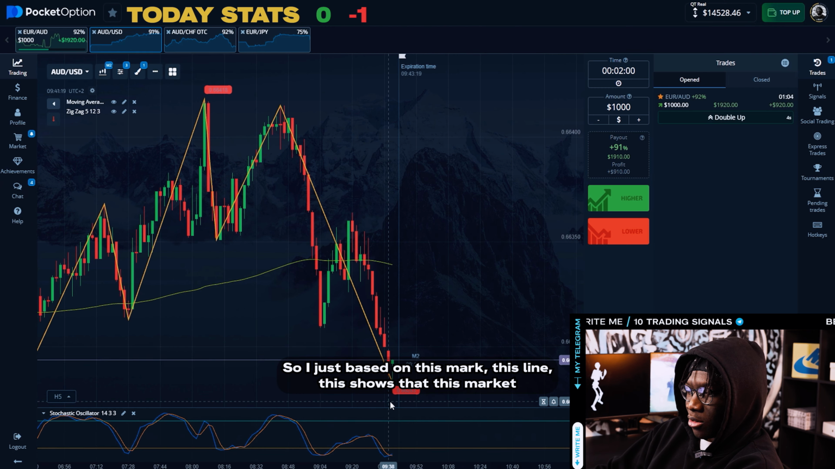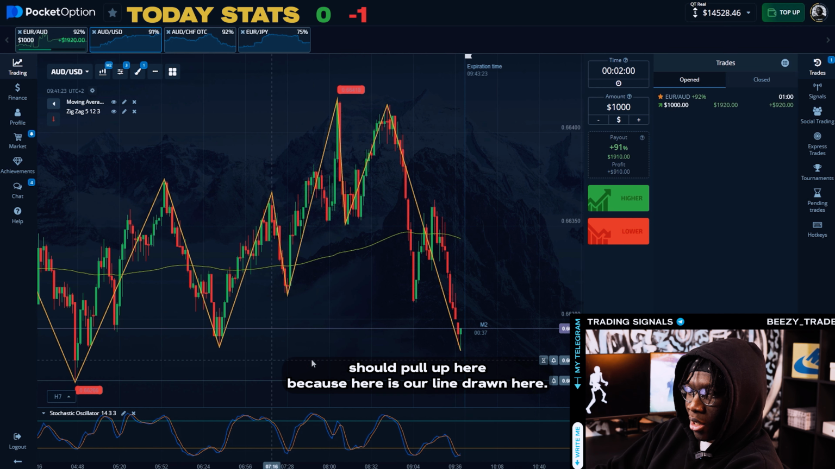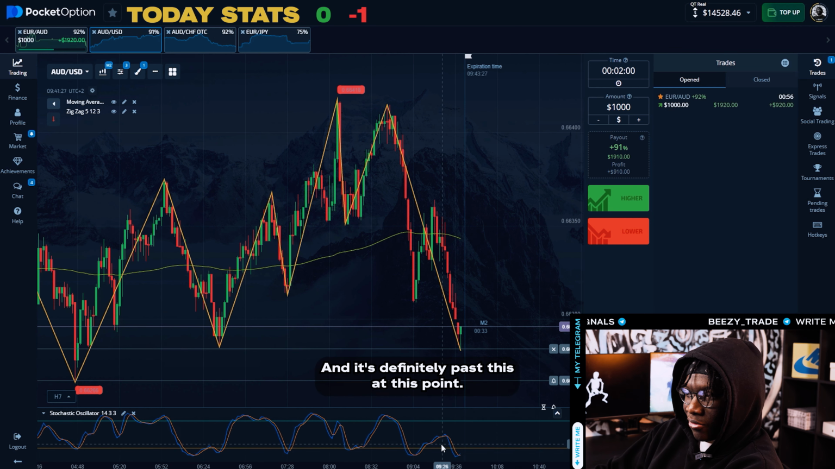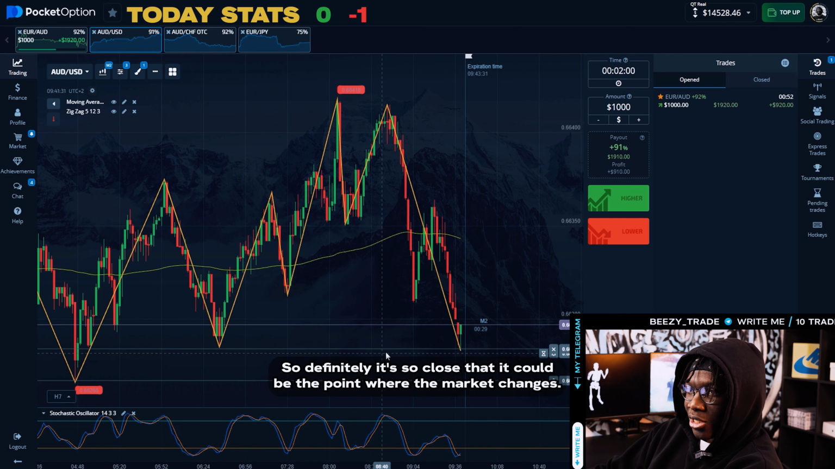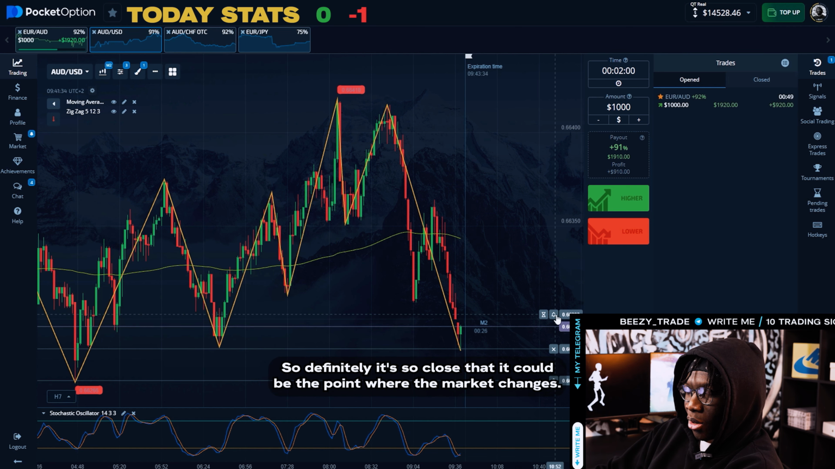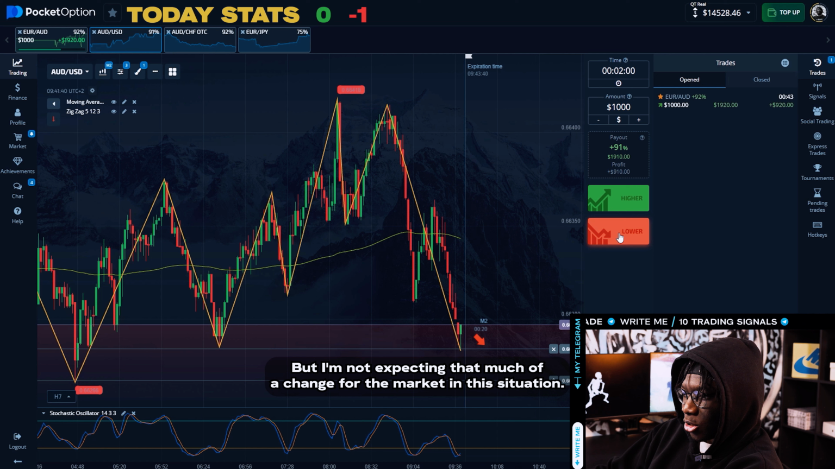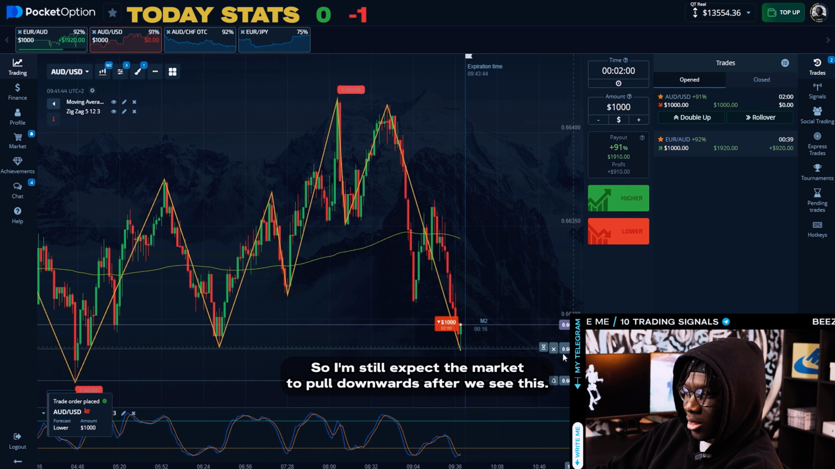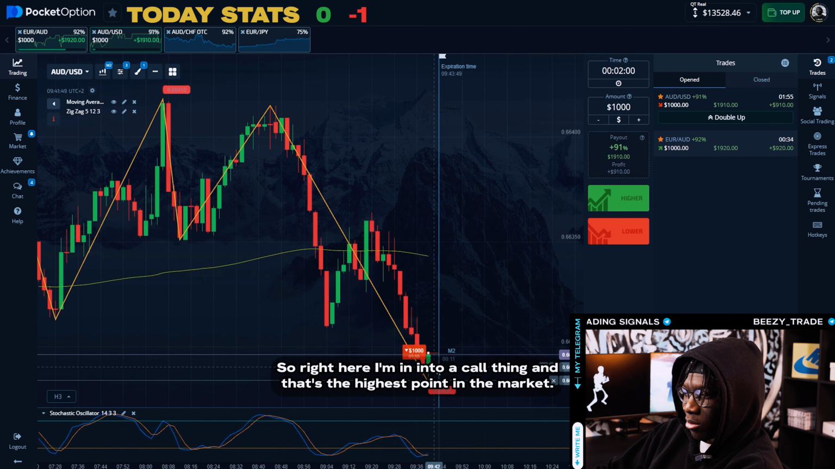All right, so just based on this market, there's nothing that shows that this market should pull up here, because here's our line drawn here, and it's definitely past this at this point. Let's put another one there. So it's so close that it could be the point where the market changes, but I'm not expecting that much of a change from the market in this situation. So I'm still expecting the market to pull downwards after we see this. So right here, I'm entering into a call, thinking that's the highest point in the market.